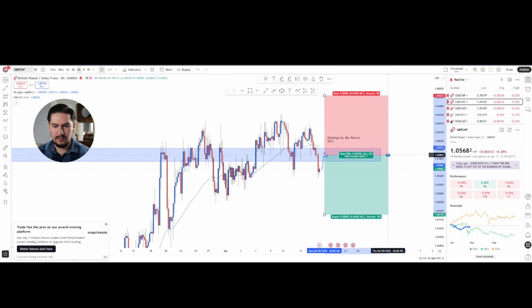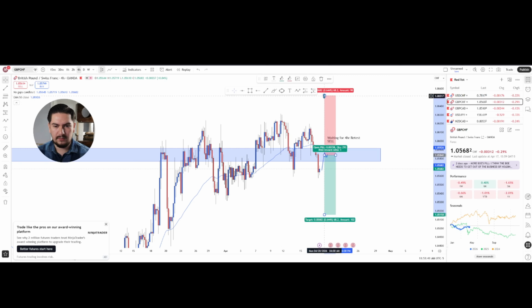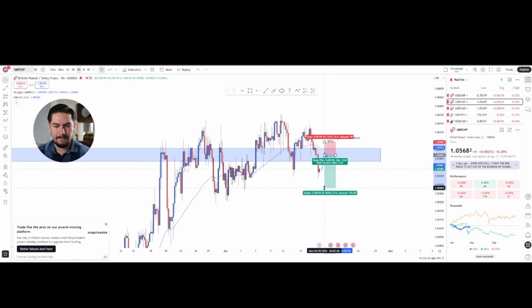So the entry would be something like this, with a stop loss above the area of interest and a take profit at least a 1 to 2. That's the minimum, but I believe it could make it to maybe around these wicks around here, so maybe a 1.229. So that's that one.